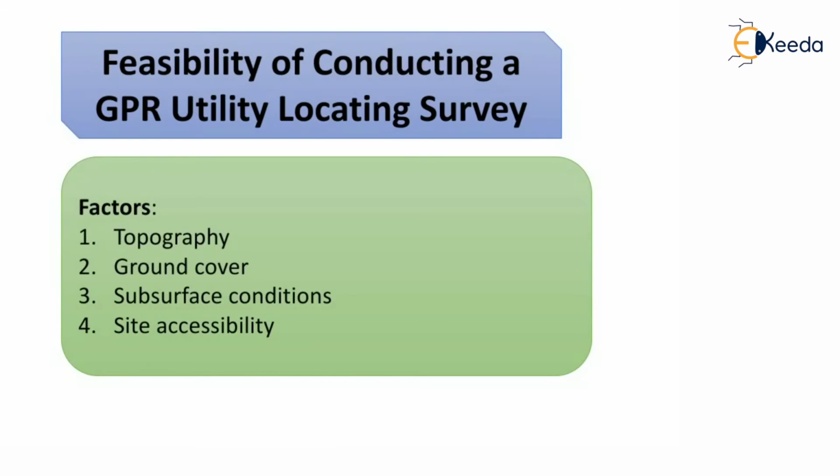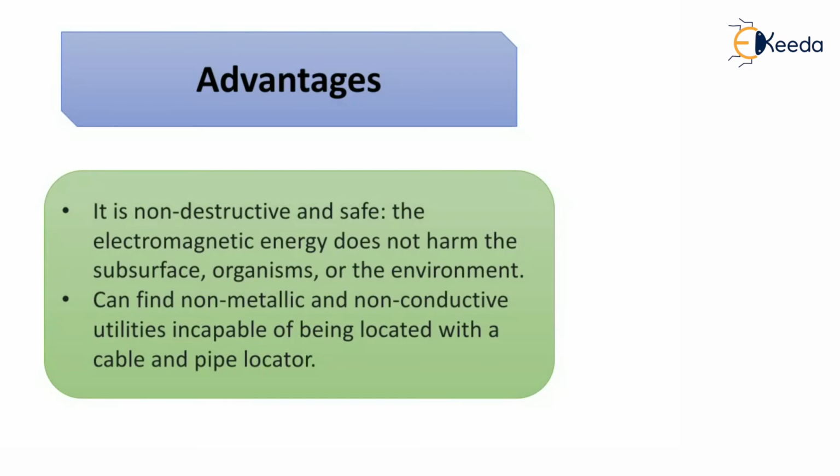Now, the feasibility of conducting a GPR utility locating survey. What are the factors that affect the feasibility? First is the topography, second is the ground cover, third is subsurface conditions, and then site accessibility. Now, we will see the advantages. This GPR is non-destructive and safe. That is, the electromagnetic energy does not harm subsurface organisms or the environment.